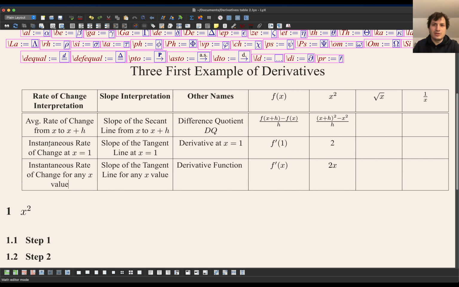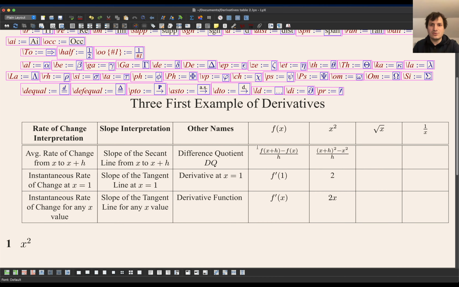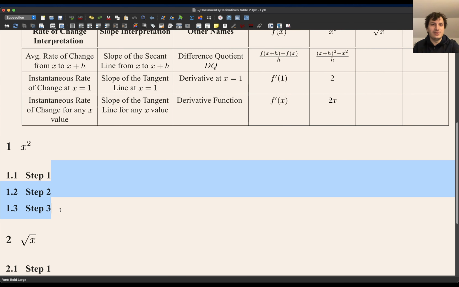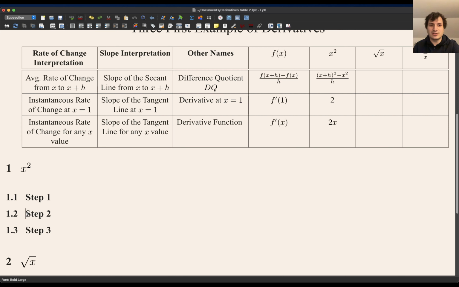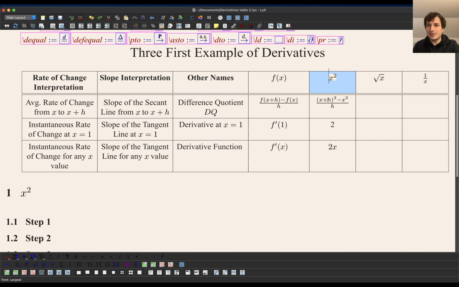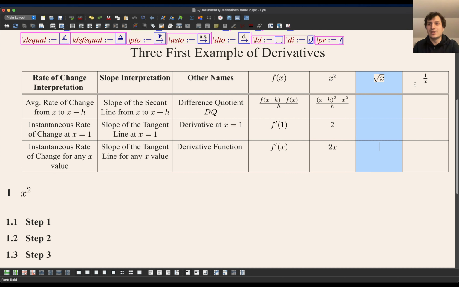Okay, so this is what we're going to fill in. These are the formulas in general for any f. We're going to do it specifically for this x squared function, and I have 3 steps. One where we figure out the difference quotient, one where we find the derivative at x equals 1, the slope of the tangent line, and one where we find it for any x value. And then we're going to repeat the story for square root of x and 1 over x and see if we can find the pattern that is common among these 3 things.